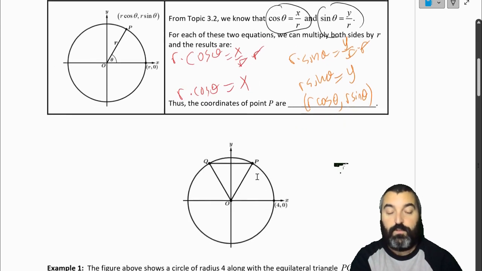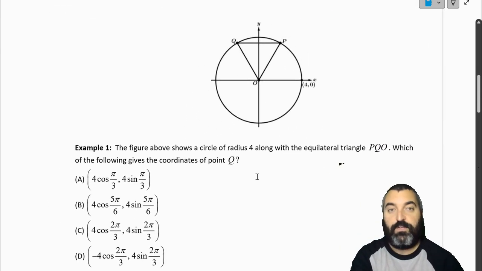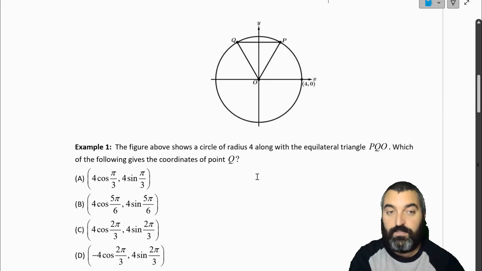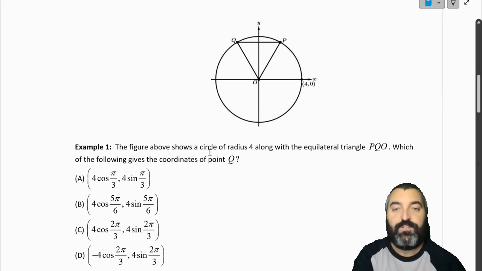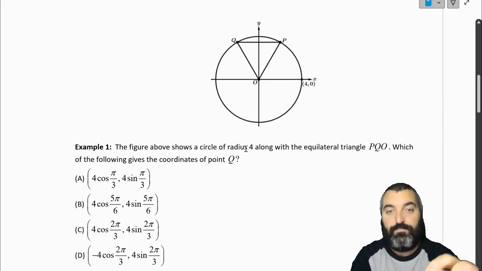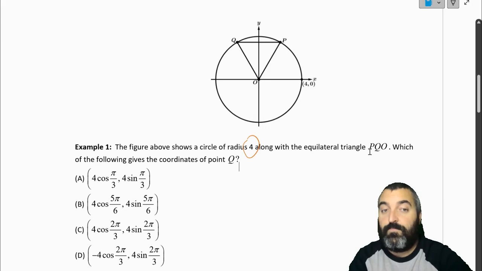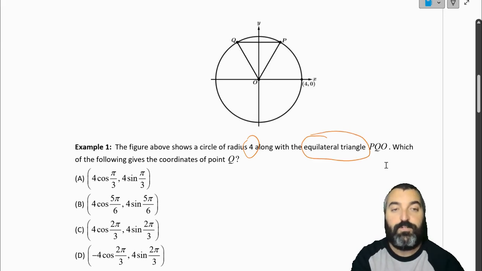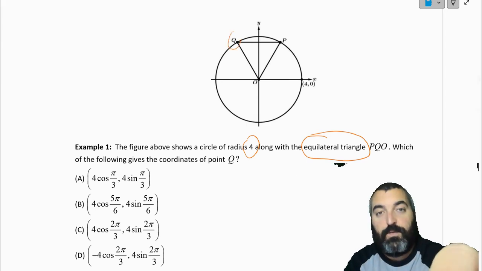Okay? So let's see a question where we're going to use it. Sometimes they won't tell us exactly what the angle is, so we just have to be careful here. The figure above shows a circle with a radius of 4, so that's important, along with the equilateral triangle PQR. Equilateral triangle, going back to some geometry days. Which of the following gives us the coordinate point Q? So we're looking for this Q up here.